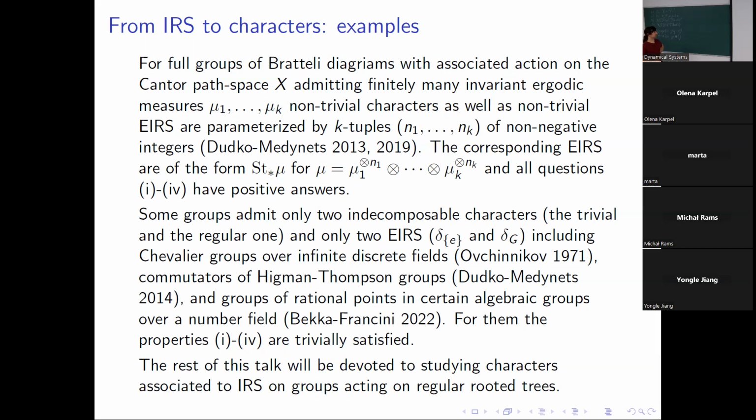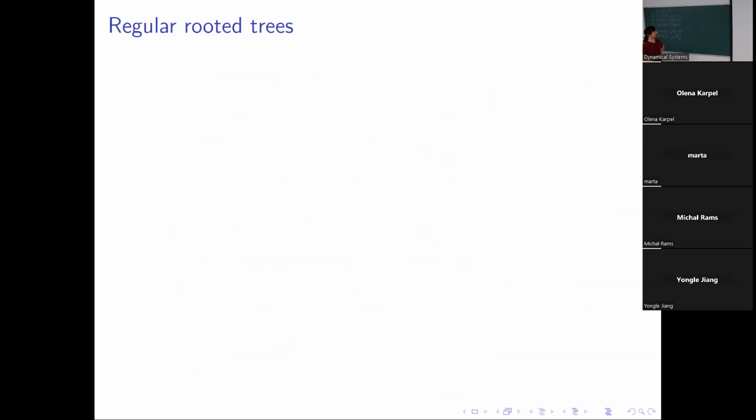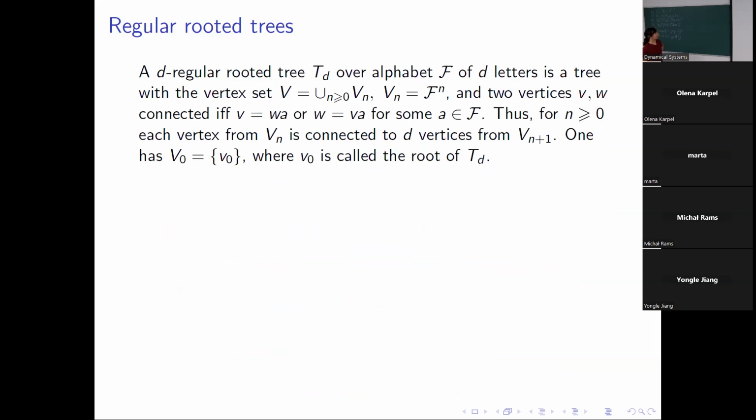Okay, so I'll try to explain what the situation is for this kind of groups. Regular rooted trees. By definition, a regular rooted tree over some alphabet F of cardinality d is a tree whose vertex set is divided into levels n at least 0, and each level n is identified with F to the power n, that is, with words of length n in this alphabet. Two vertices are connected if and only if one of them can be obtained from the other by adding a letter at the end.